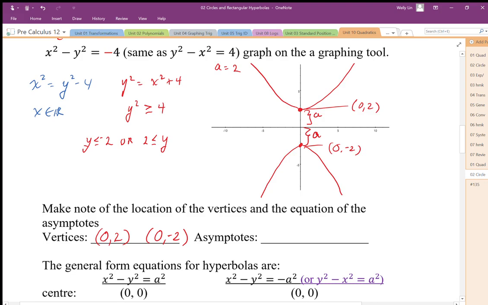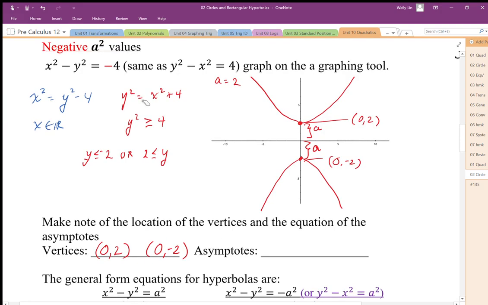The asymptotes: if I want to know the asymptotes, I can just solve for y again. y equals the square root of x squared plus 4. Again, as x goes really big, I'm going to take a limit. As x goes to a really big number, this essentially becomes the square root of x squared, which becomes basically plus or minus x. So our asymptotes are again the same, a linear function with slope of 1.